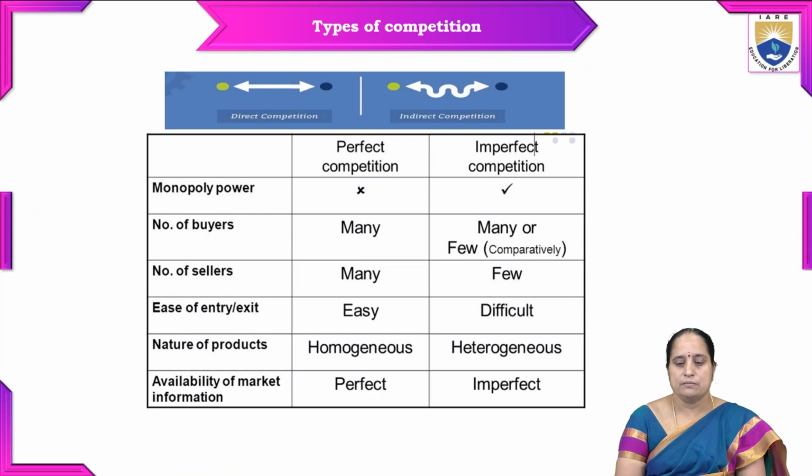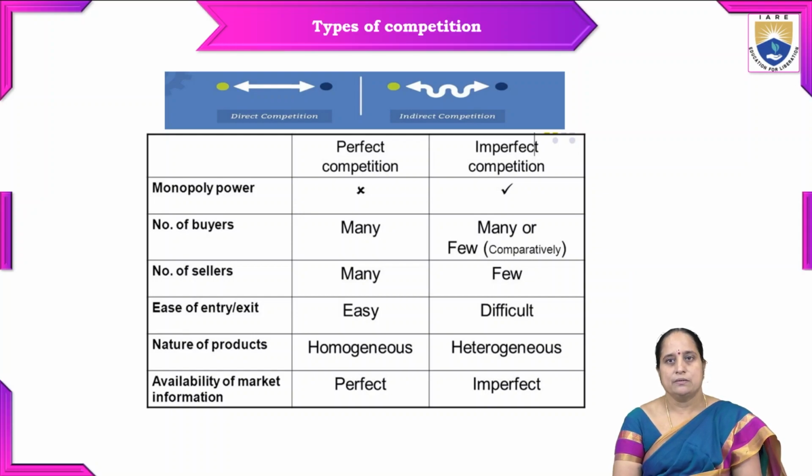Coming to the number of buyers, in case of perfect competition, there are many buyers available in the market, whereas in case of imperfect competition, it depends. In some cases, we used to have more buyers, in some cases few, when you compare with perfect competition, it may vary. Then coming to the number of sellers, in perfect competition, there are many sellers available in the market, whereas in case of imperfect competition, few sellers are available in the market.